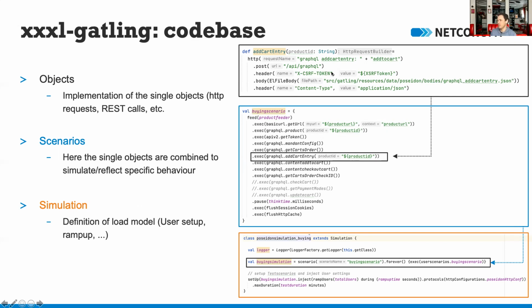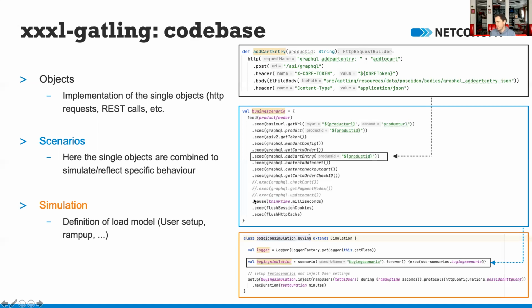So add the cart entry, and then in the scenarios we say, okay, we have a lot of single objects, and we combine them together into one user scenario. For example, I called it here buying scenario. That means, what does the user need to do to buy something? Okay, user opens the base URL, opens a product URL, loads the product via the GraphQL, for example, gets a token, loads the mandant config, and so on. And here in the middle, you can see that add to cart entry, which I defined above. And that's how we combine those objects together into a scenario.